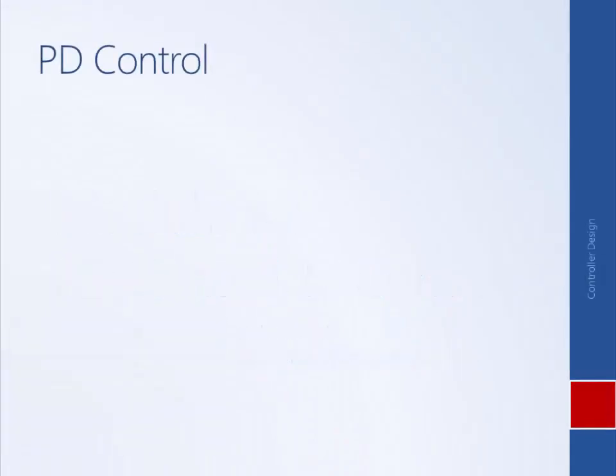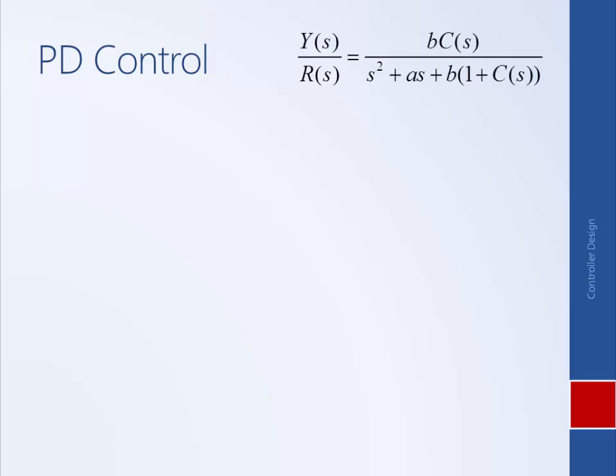At this point, we'll now try and understand the effect of adding a derivative action to our controller. So adding derivative action to the P controller we were just looking at. Here again is our closed loop transfer function. So in this case, C of s will have a different form.